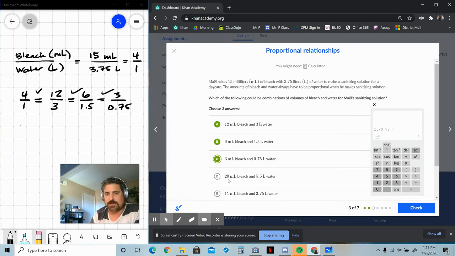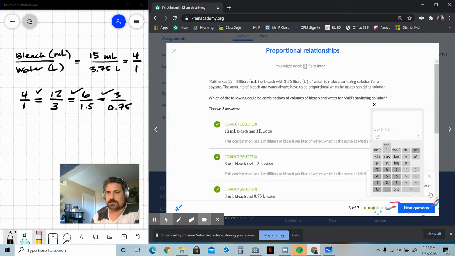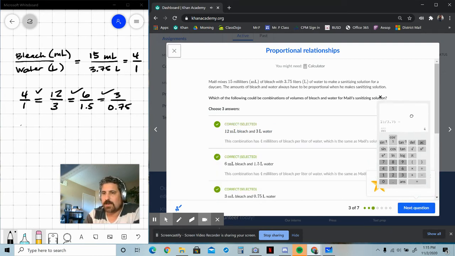Is 20 divided by 5.5 equal to 4? No. Is 11 divided by 3.75 equal to 4? No. So that's the answer. All right, and now we can do the next one.